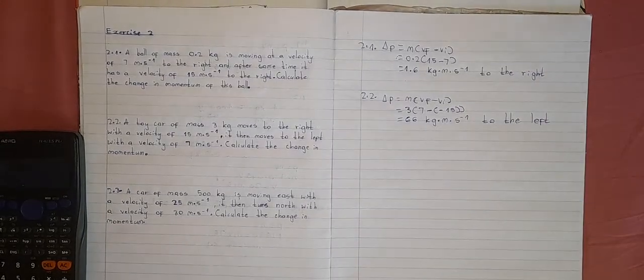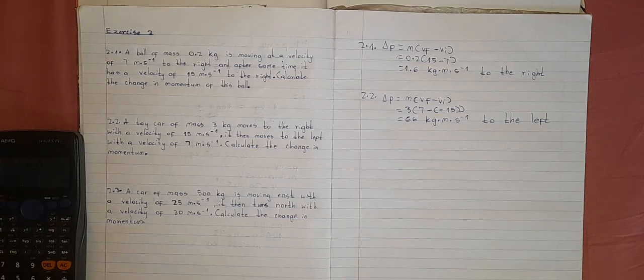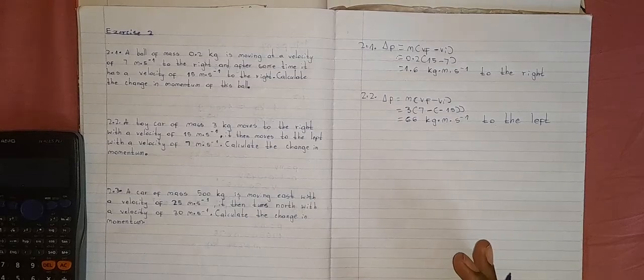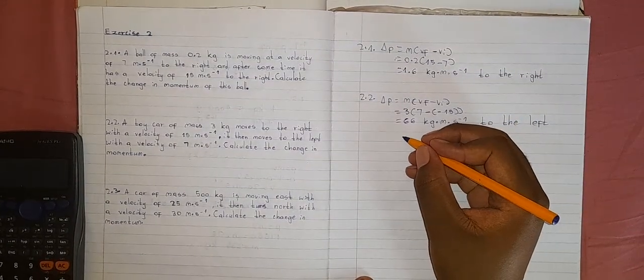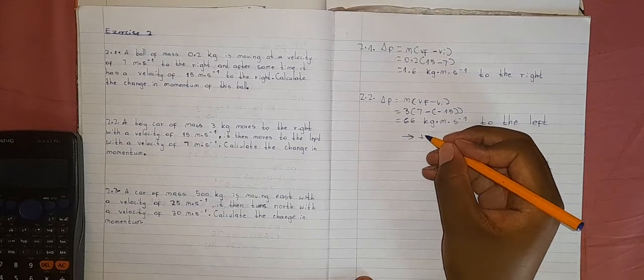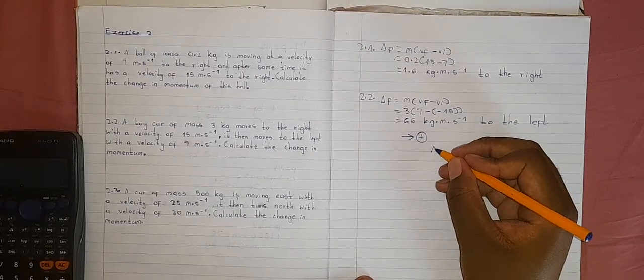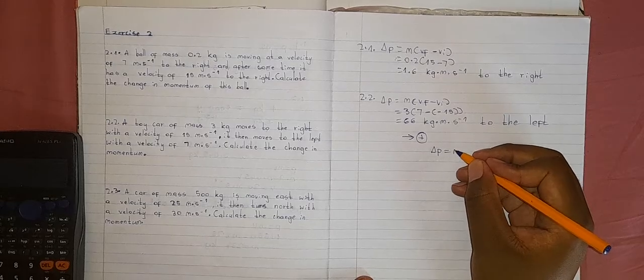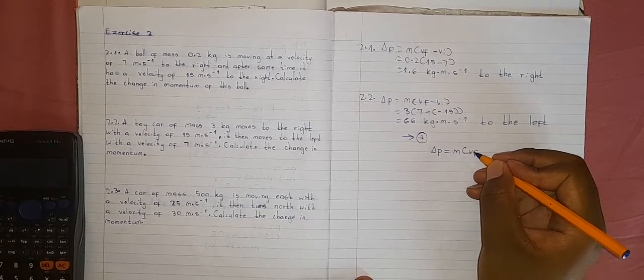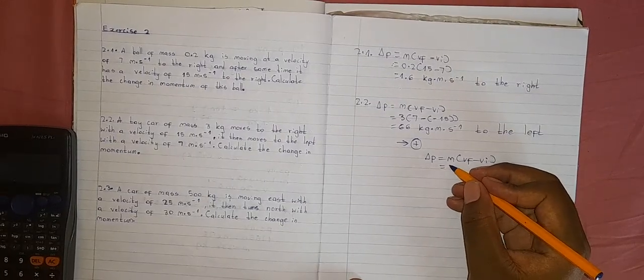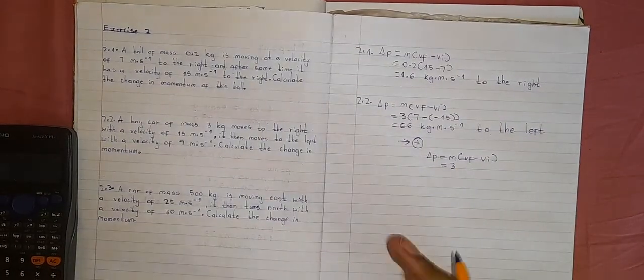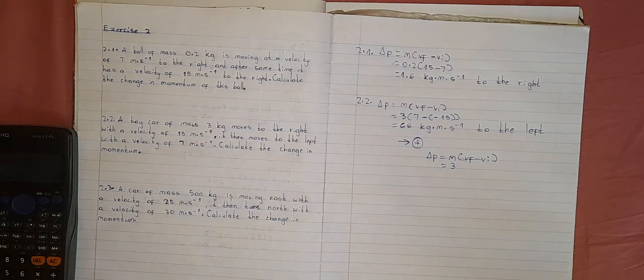And what if you choose to the right as positive? Well, things are going to change here, so let me do it again. Here I'm going to choose to the right as positive. So you're going to say change in momentum is mass times final velocity minus initial velocity. Remember that mass is 3 kg. We cannot say negative 3 kg because mass is a scalar quantity. It does not have direction.